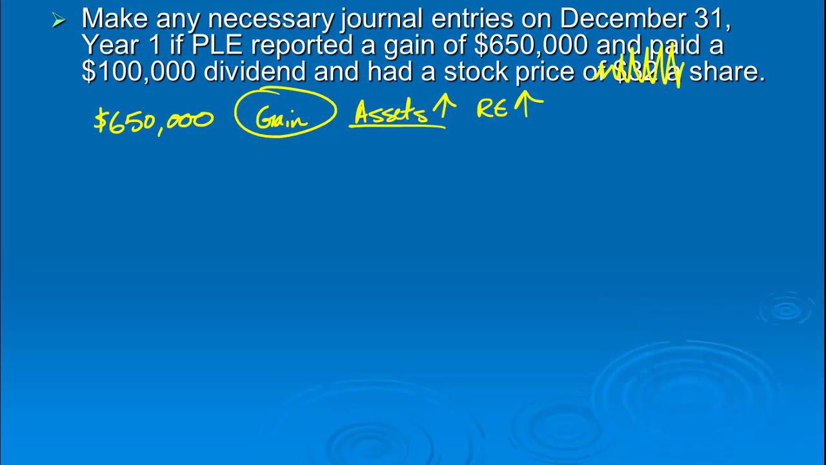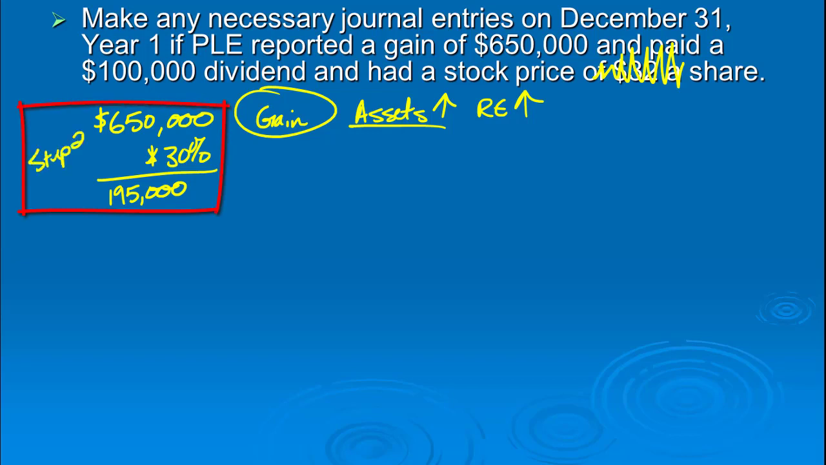So what we're going to do is take that 650 times the 30% that Acme owns. And 650 times 0.3 is 195,000. By the way, this is step 2. And now that I know that number, I can move on to step 3, which is my journal entry. Yes, the best part. Always the best part.